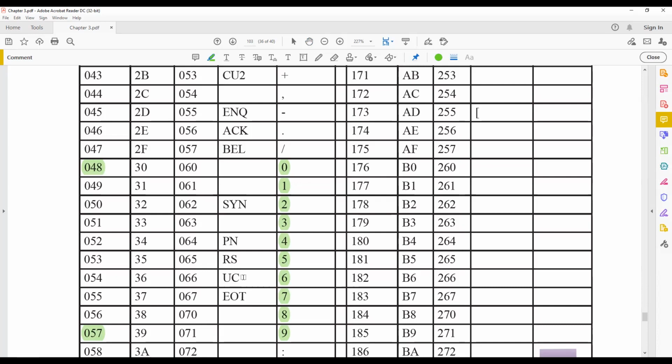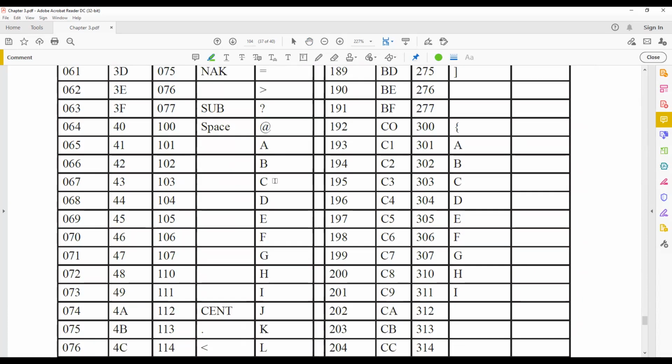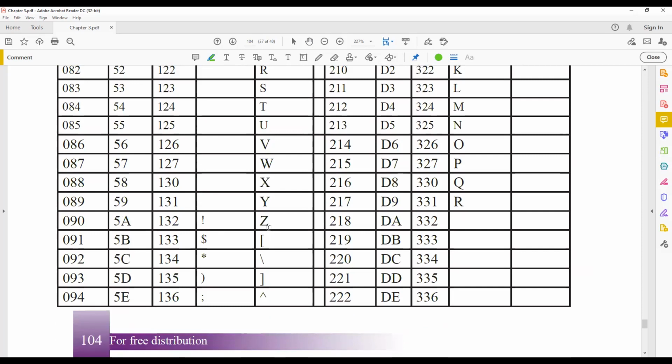Likewise, let's go and look at capital letters. Here capital letters start with capital A. The decimal equivalent number is 65. So it starts with 65. Likewise, B is 66, C is 67. So likewise, if you go along, the last one, Z, is 90.